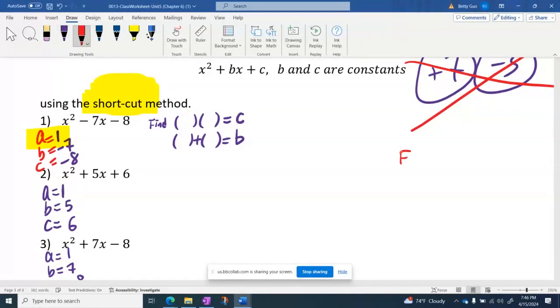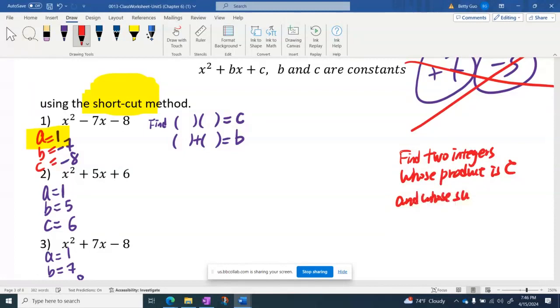Find two integers whose product is c and whose sum is b. We know what c is, what b is, right? In this case, c is negative 8. Let me write up here. C is negative 8. B is negative 7.